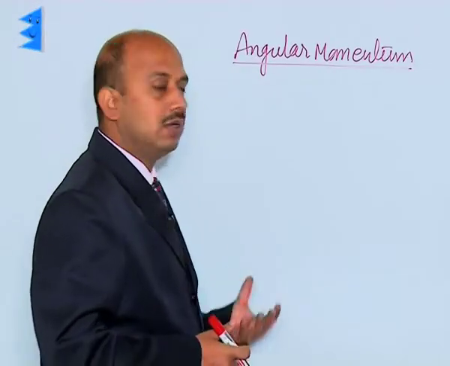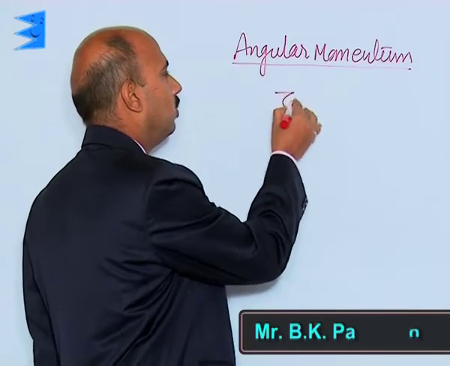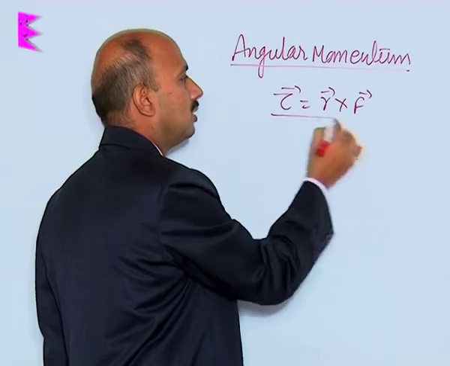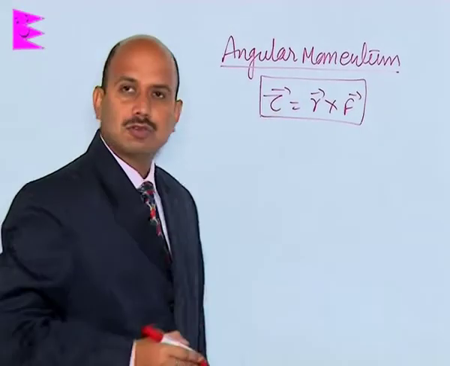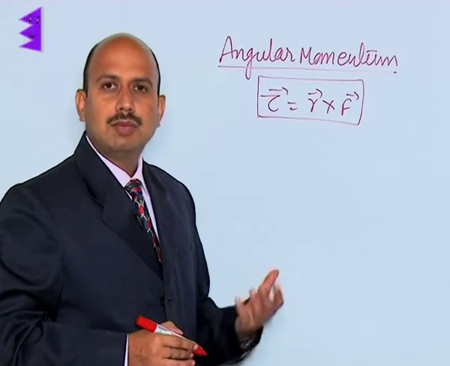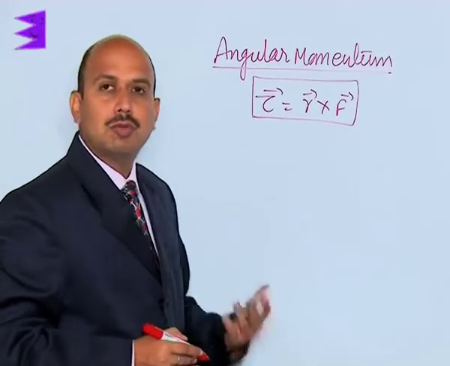Now see, we have done torque. Torque is equal to r cross F. This was actually the rotational analog of force, known as moment of force or torque. Similarly, we can define angular momentum.